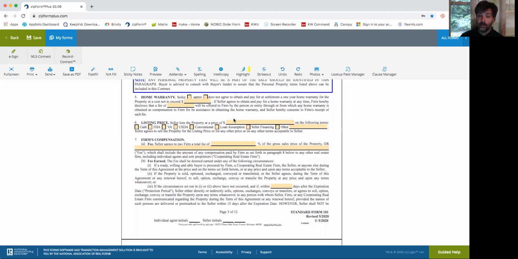Also, the listing price, most important, do not put TBD. This is very important to fill in the actual listing price and the terms in which the seller will accept it. If they're not willing to accept FHA, VA, or USDA or some other option or seller financing, don't check that box. You may want to explain or need to explain what each of those looks like. On paragraph 7, we're going to talk about how much you're getting paid.